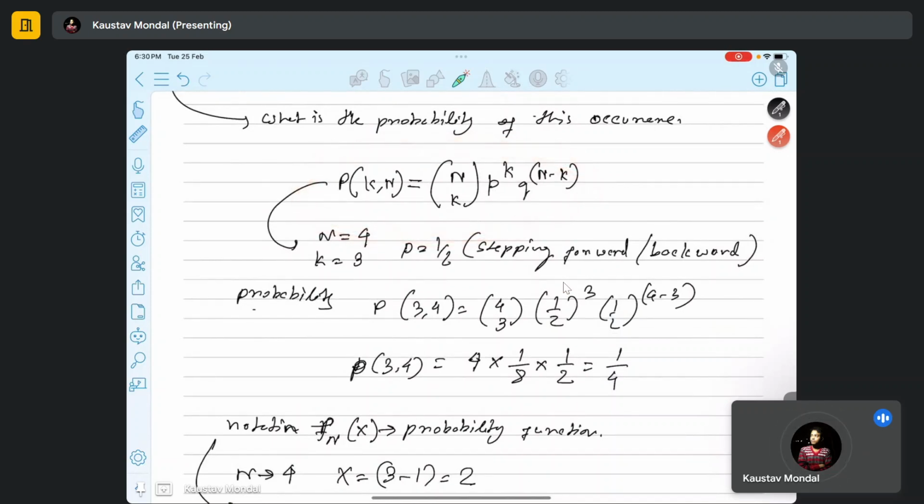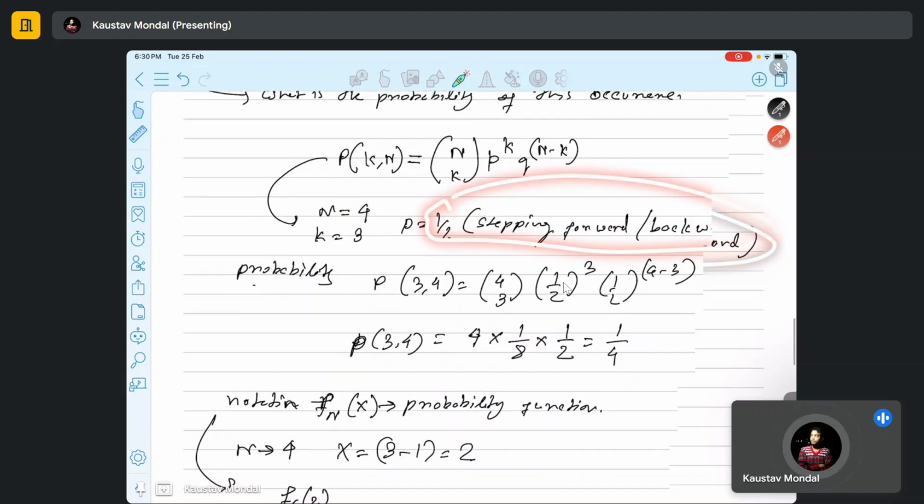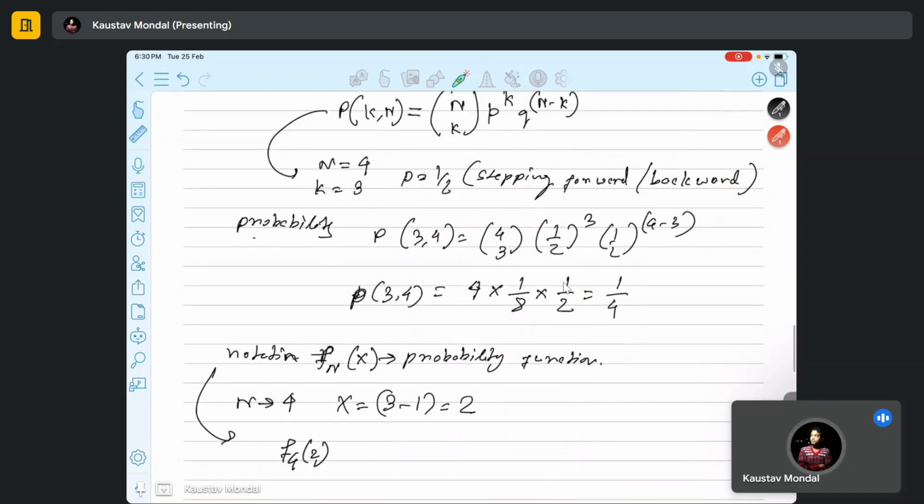Here n is 4, k is 3, and p is half. That is the probability of stepping forward; backward, q is also half. p and q both are half actually. So this is it.